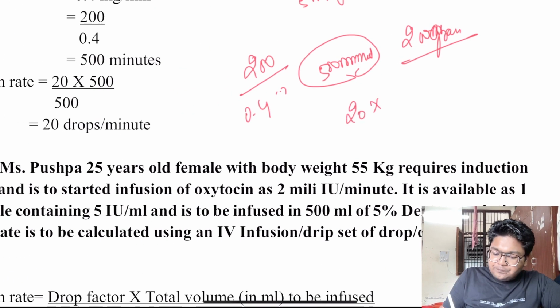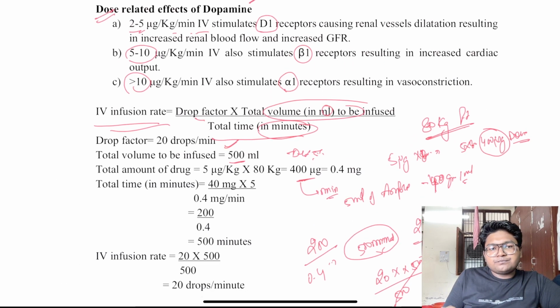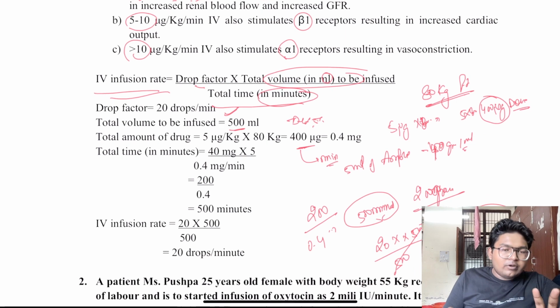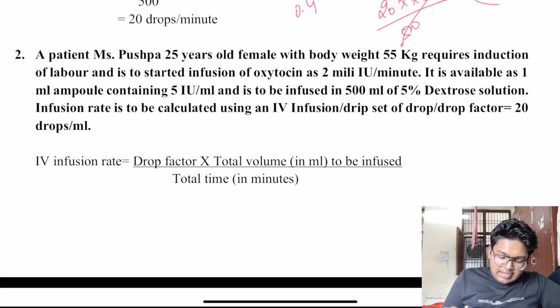Okay, let us put all the values together. Drop factor 20, volume 500, time 500. Divide, it's 20 drops per minute. That is the answer. Any problem? You can ask your doubts or any question, and I will be helping.